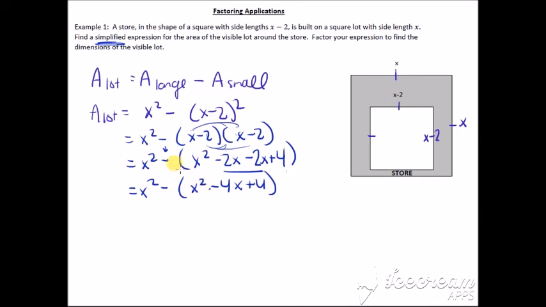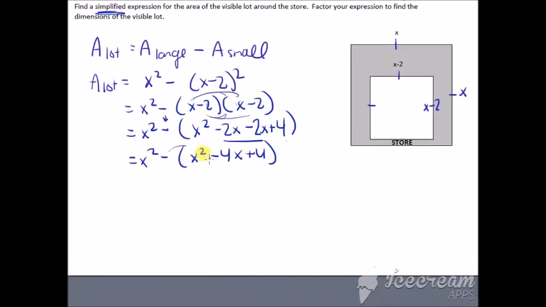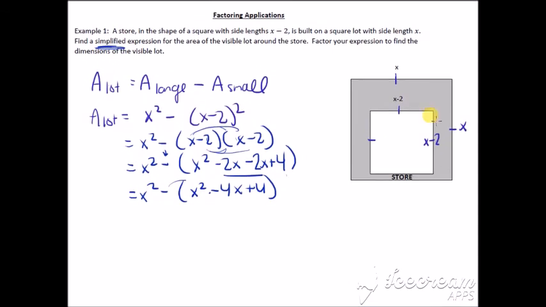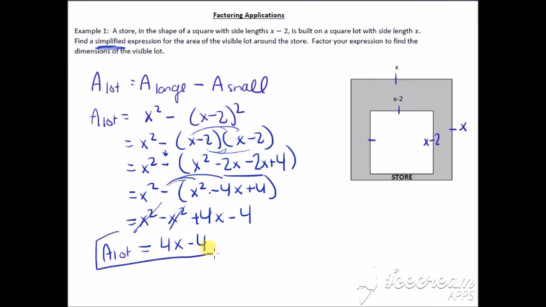Okay. Now what we want to do is distribute this negative sign into the bracket. So I get x squared minus x squared, plus 4x, minus 4. These cancel, I'm left with 4x minus 4. So this here is a simplified expression. I expanded everything, I collected like terms, and I simplified it.